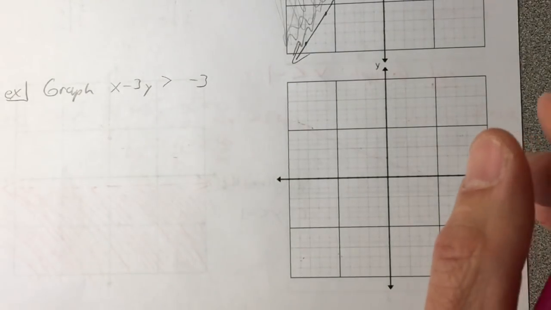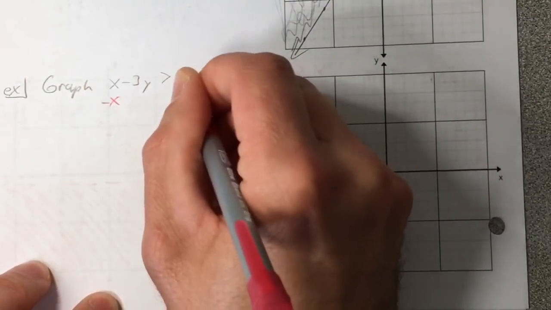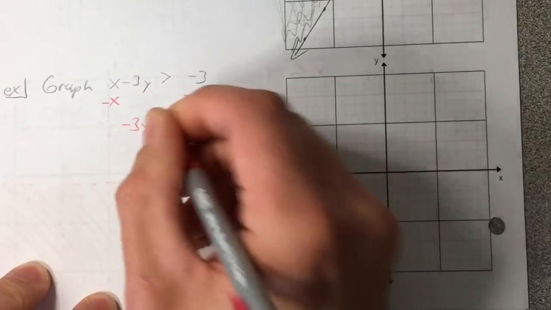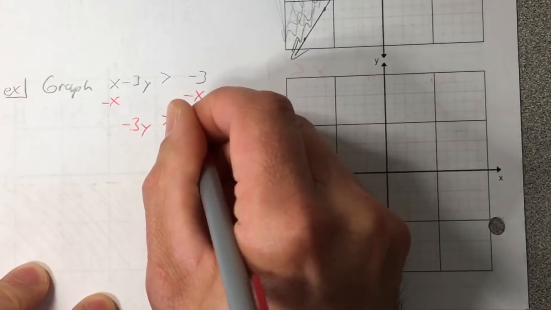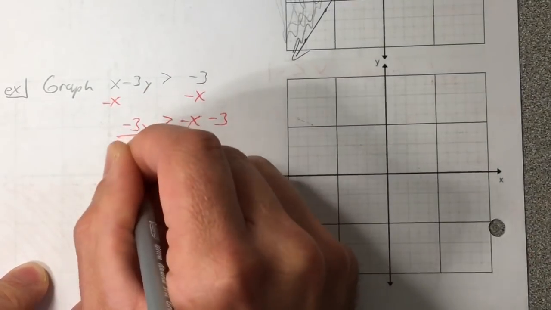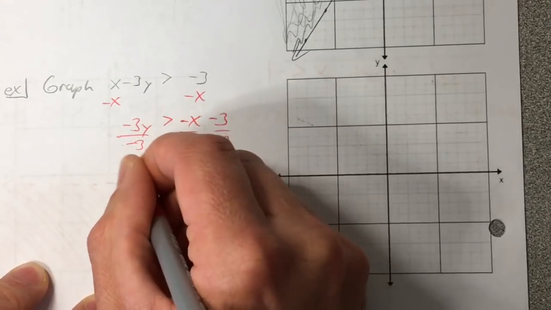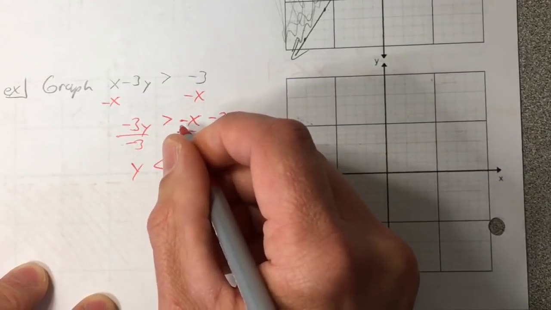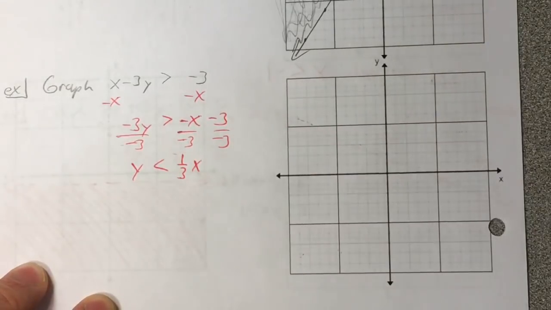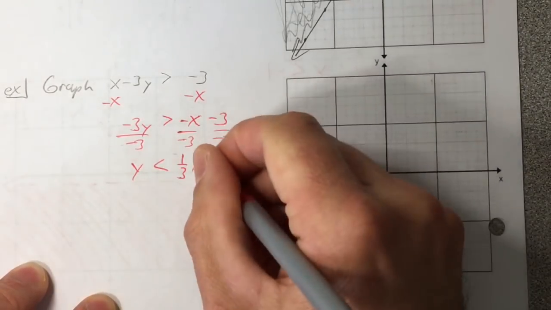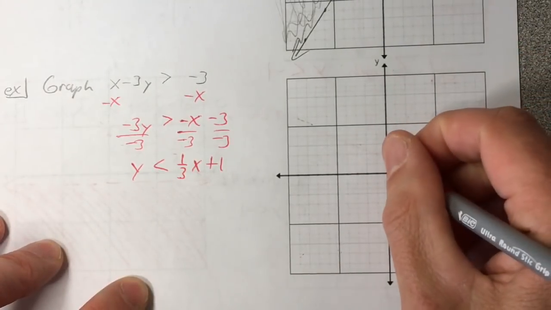To graph this, I'm going to use slope-intercept form. So I am going to subtract an x, which leaves a -3y behind. I'm just subtracting an x, so I don't flip the sign. And then I'm going to write -x minus 3. From here I'm going to divide by -3, distributing that division. I do have to flip the sign. A negative divided by a negative is a positive. I'm going to make this 1/3 x plus 1. My slope is 1/3. My y-intercept is 1.